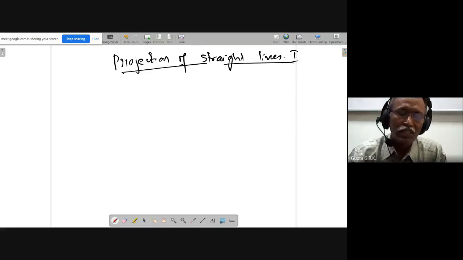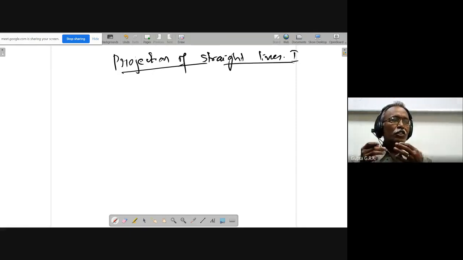Okay, so how can there be a straight line? Again, we will go from simple position to complex position. The complex position is the line may be inclined both to HP and VP, inclined to both the reference planes. So if I want to draw that, I have to go from simple to complex. The simplest one is that it is parallel to both the planes.